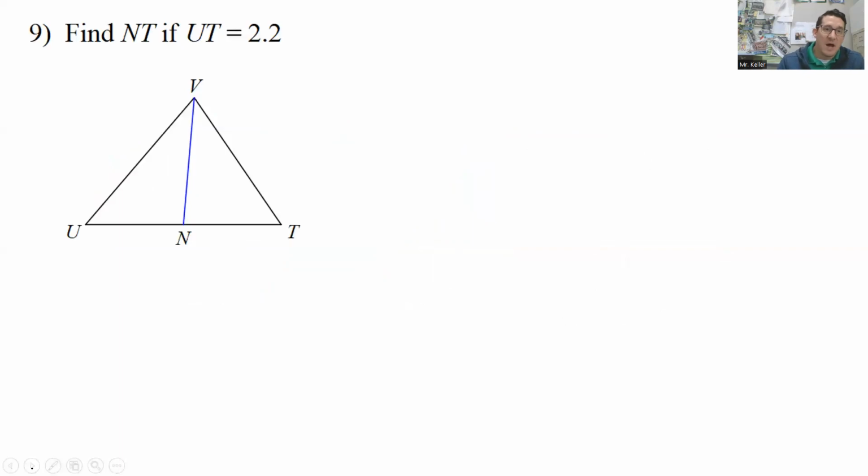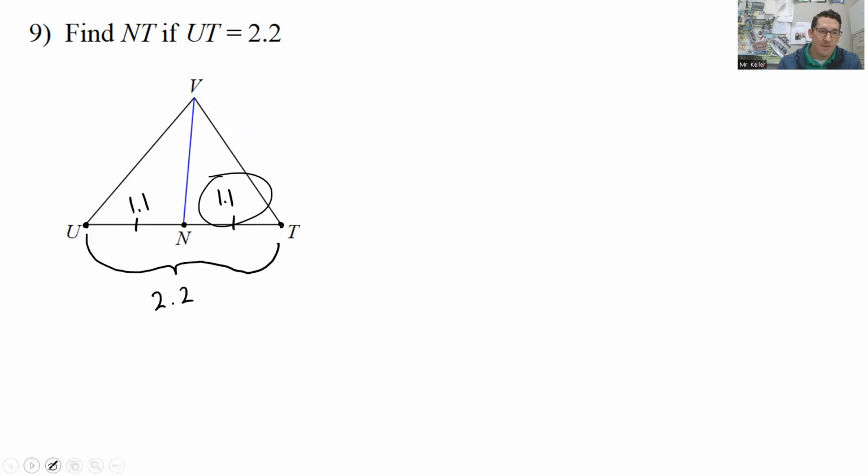Example here, again, helpful if you label something. So UT is 2.2. I didn't read that properly, my bad. From U to T, this whole thing is 2.2. These segments are congruent because it's a median, it's bisecting it. So that means it's cut in half. If we do 2.2 divided by 2, you get 1.1 for each of these parts. All right. So NT is 1.1.